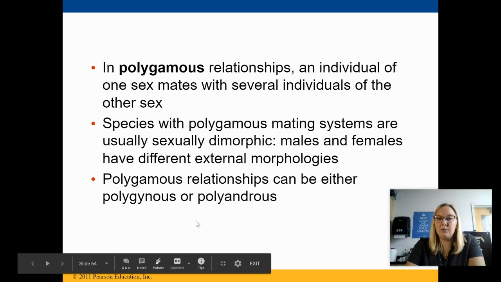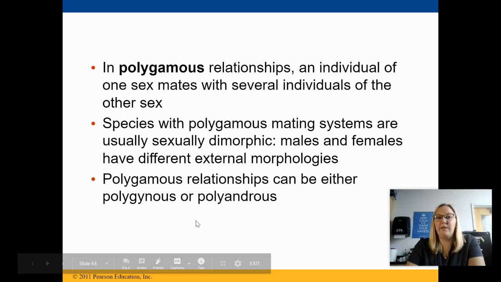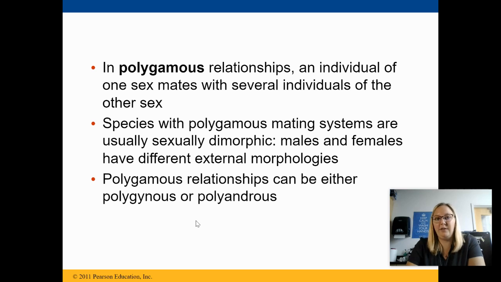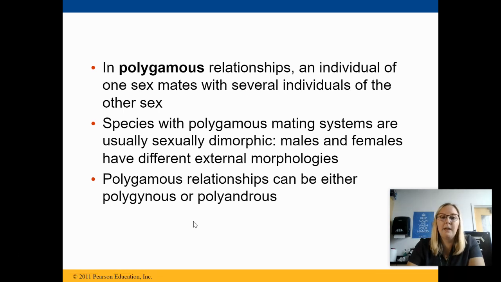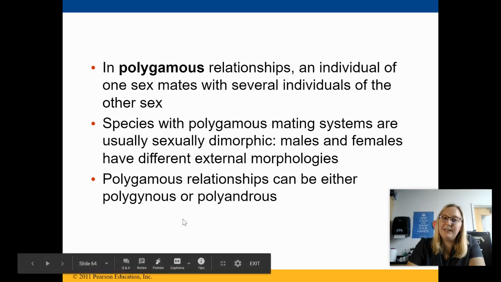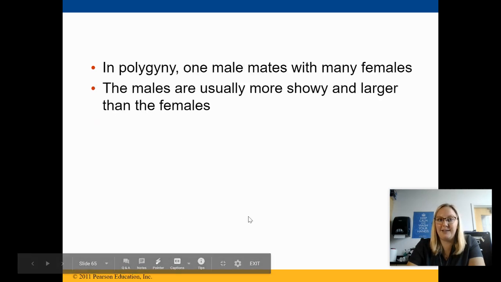In a polygamous relationship, individuals of one sex mate with several individuals of the other sex. So species with polygamous mating systems are usually sexually dimorphic, which means males and females have different external morphologies. Male deer have antlers, female deer or does do not. Polygamous relationships can be either polygynous or polyandrous.